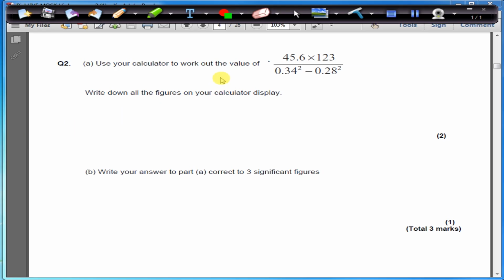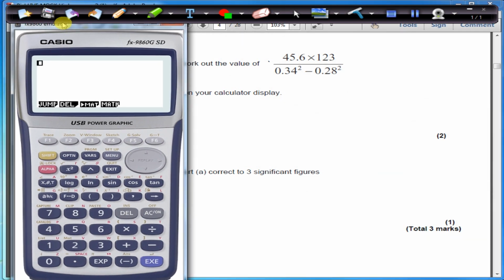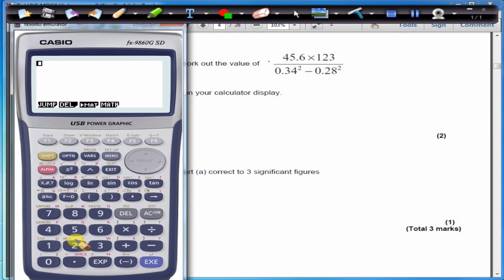Question: use your calculator to work out the value of 45.6 multiplied by 123, divided by 0.34 squared minus 0.28 squared. Write down all the figures on your calculator display. So let's first of all grab our calculator. Our calculator's over here. Just bring it in. Okay, now we need to use the fraction button over here. I think we need to change back to a mouse. So, use the fraction button.